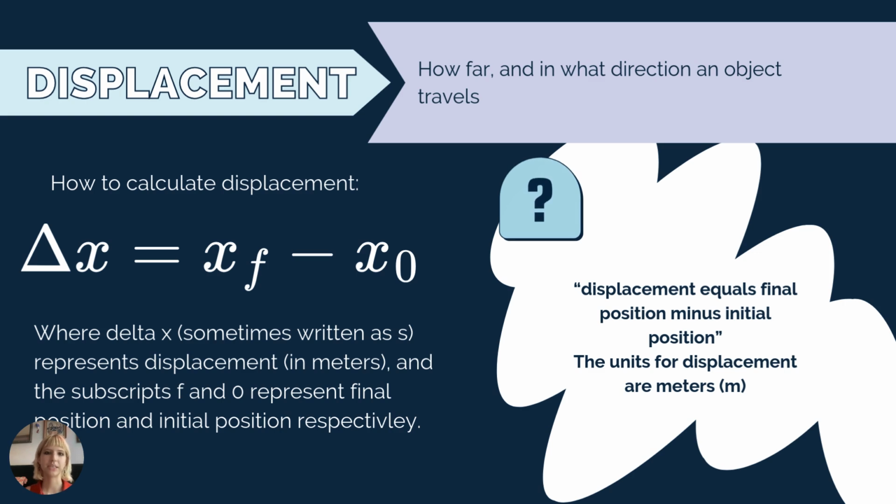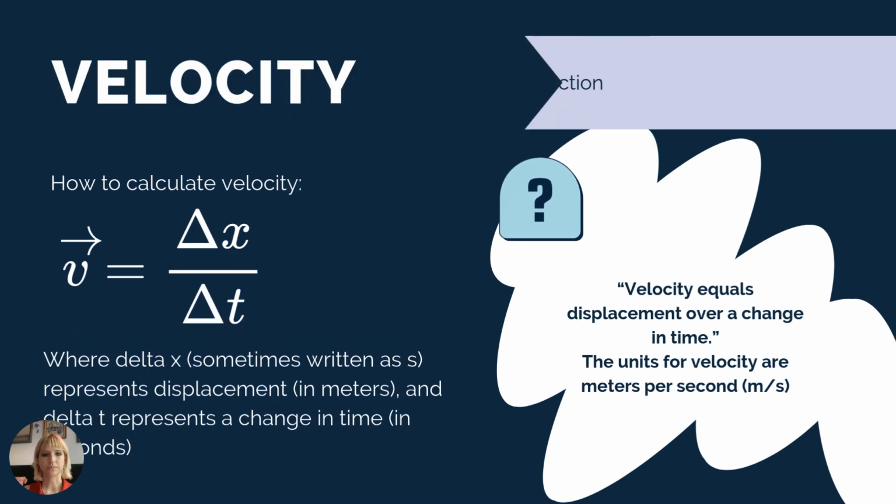So displacement is how far and in what direction an object travels. How to calculate displacement is going to be delta x. Remember, delta x is displacement, and x is position. So delta x, a change in x, is our displacement, a change in position, equals x final minus x initial. The units for displacement are meters.